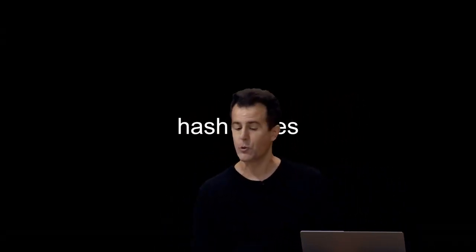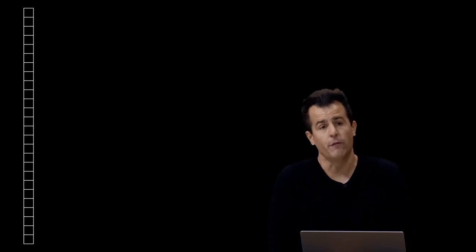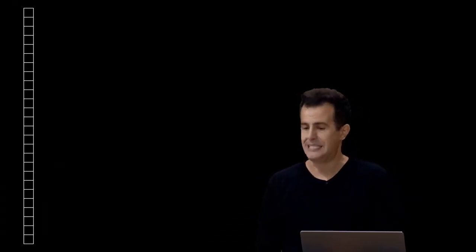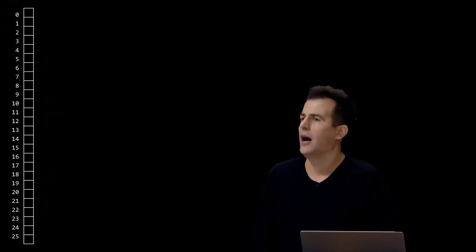So with hash tables, you have something that looks like this. This is just an array. This is an artist's rendition of drawing it vertically instead of horizontally, but that's just a detail graphically. And this array, for instance, maybe is of size 26. And where am I going with this?